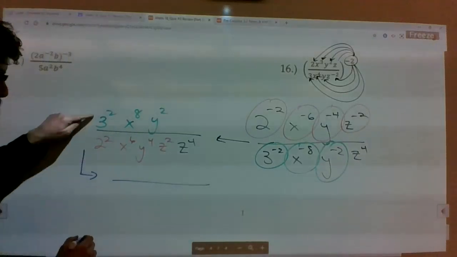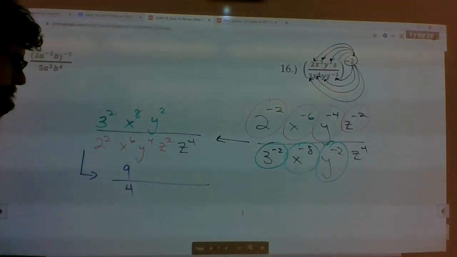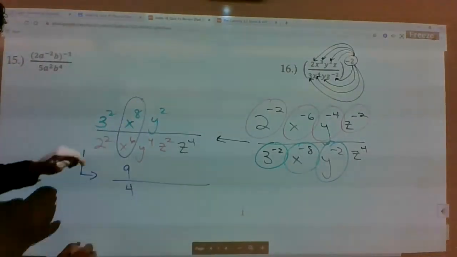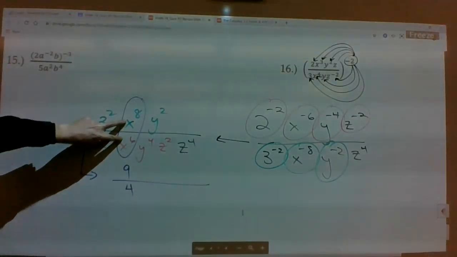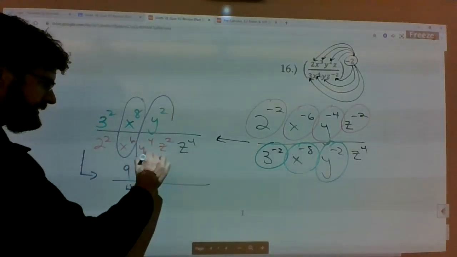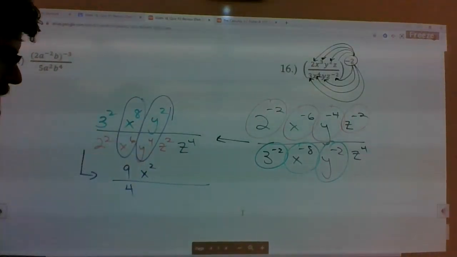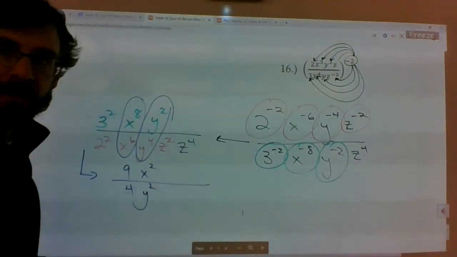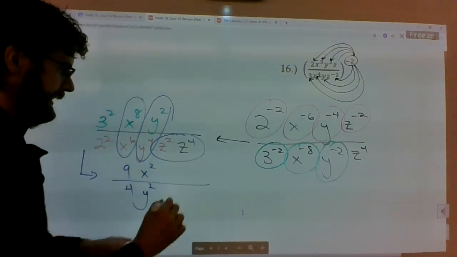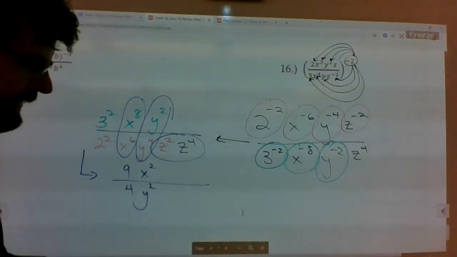From there, 3 squared, 9. 2 squared is 4. Subtract bigger numbers on top, so you stay on top. Subtract bigger numbers on the bottom, so the result's going to be on the bottom. Add. If they start on the bottom, stay on the bottom.